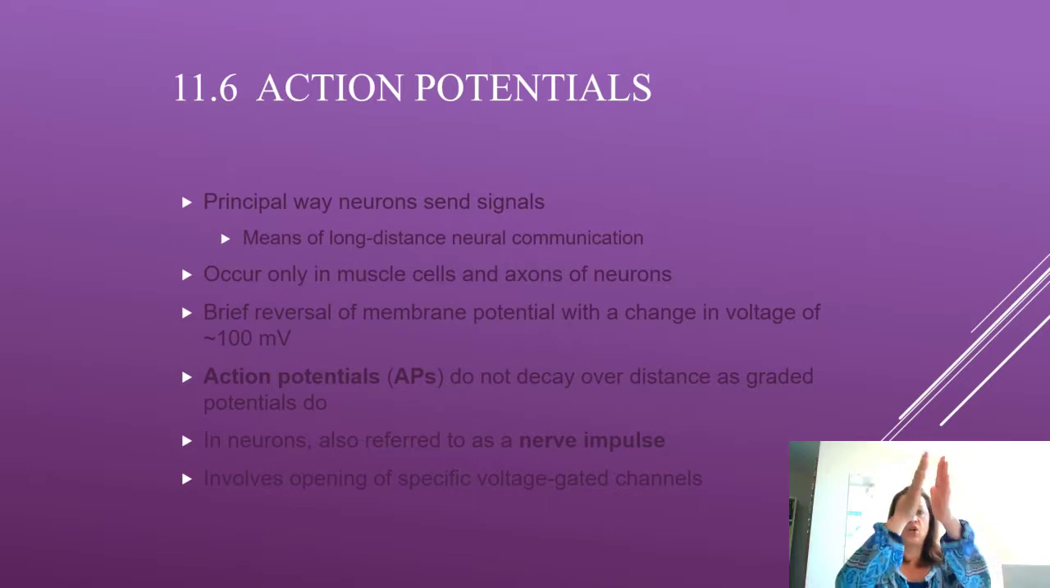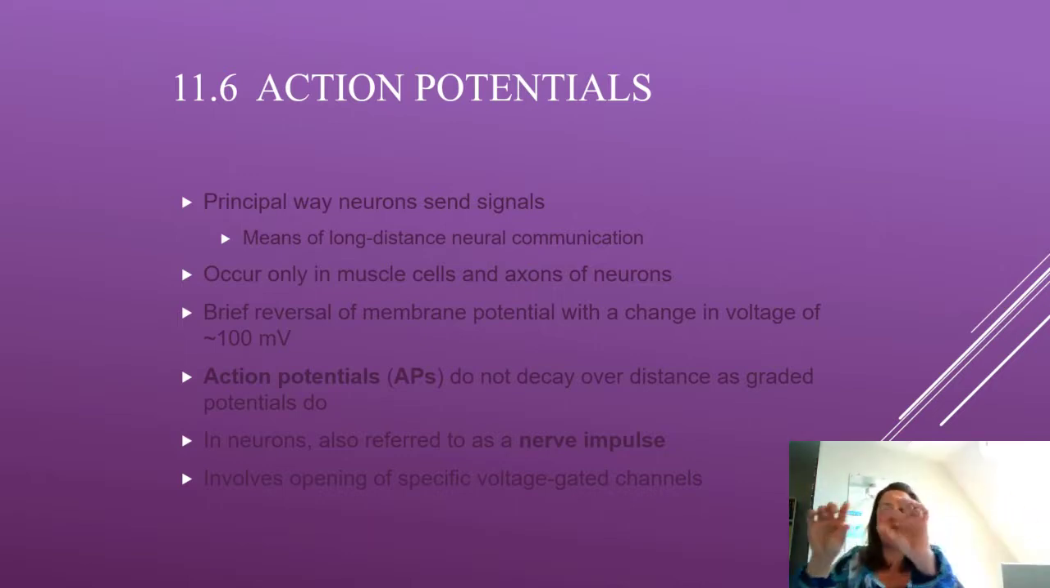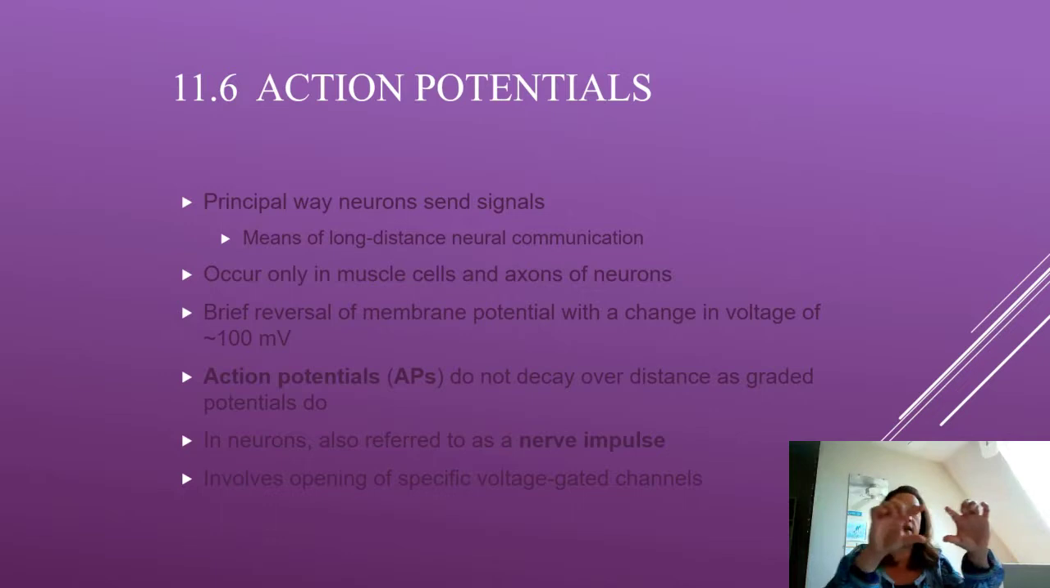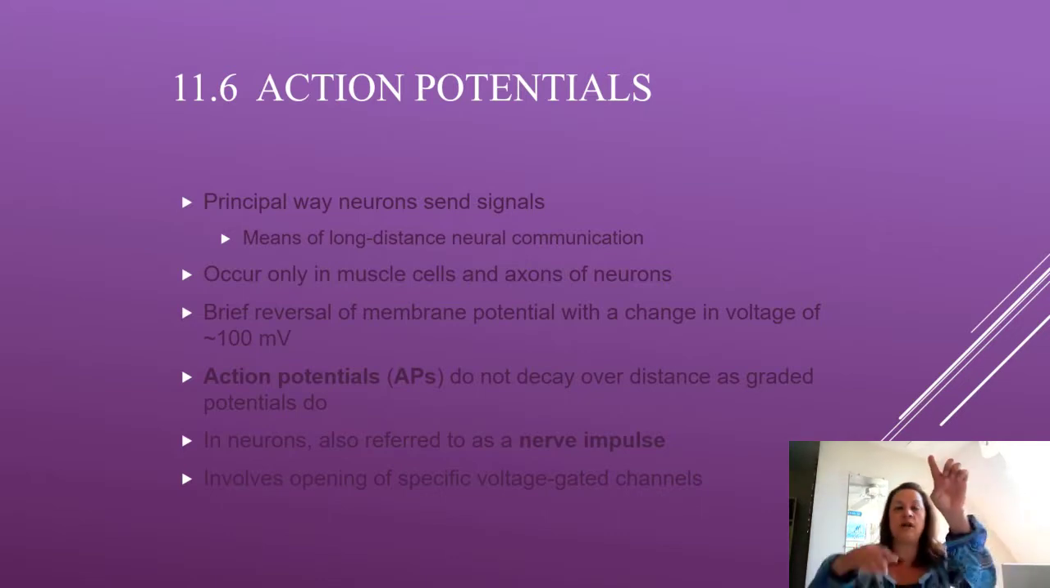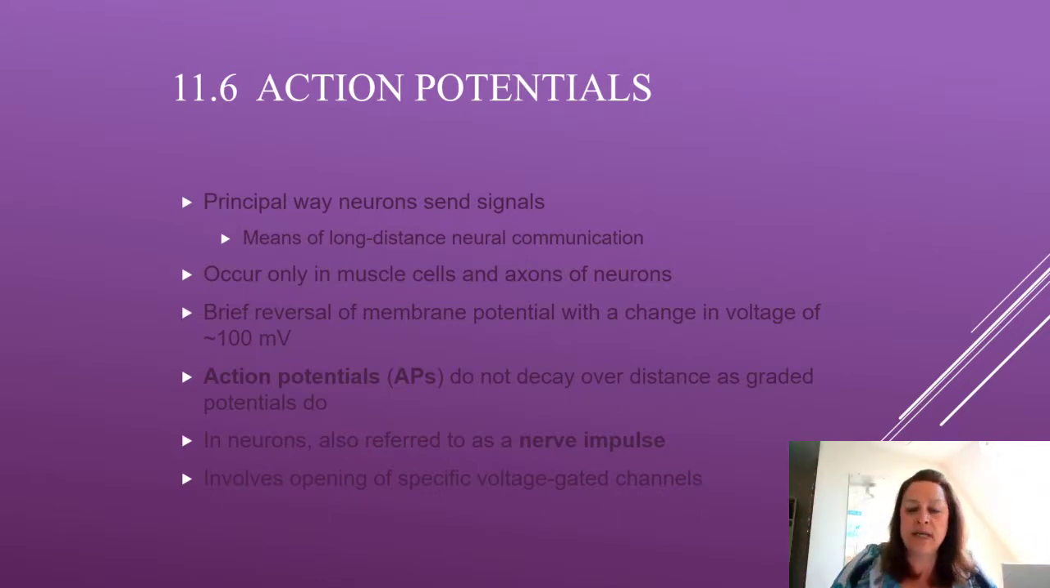The graded potentials start strong and then kind of flatten out over a space. And so with this one, you're opening the channels all along the membrane, so the strength stays the same all the way down the axon or the dendrite. With the graded potentials, they sort of start in the middle and then that's it. They kind of peter out. So these action potentials are going to be opening the voltage gated channels.